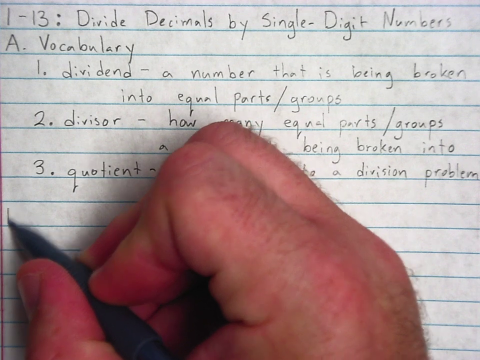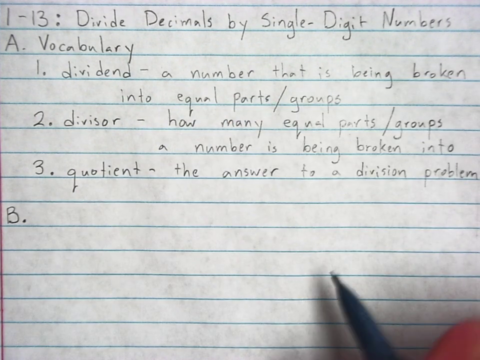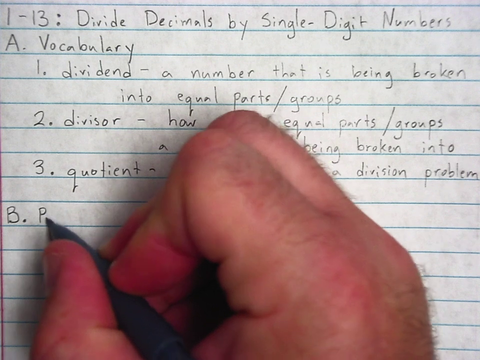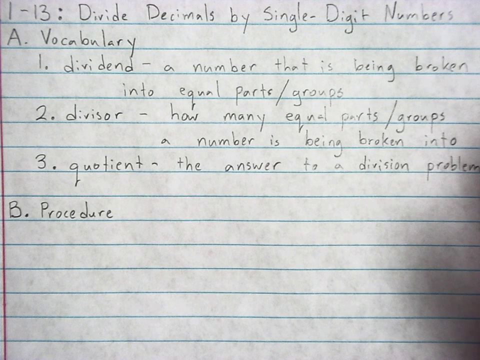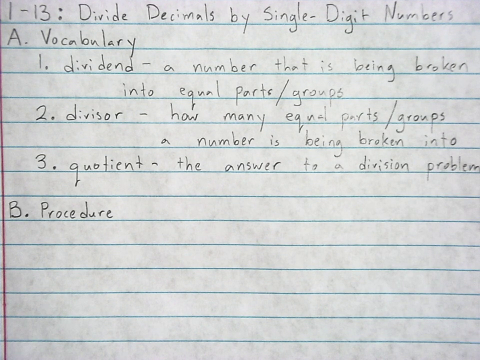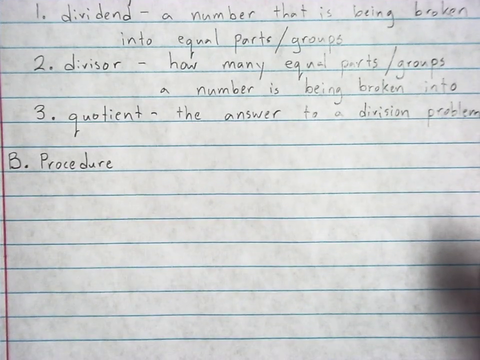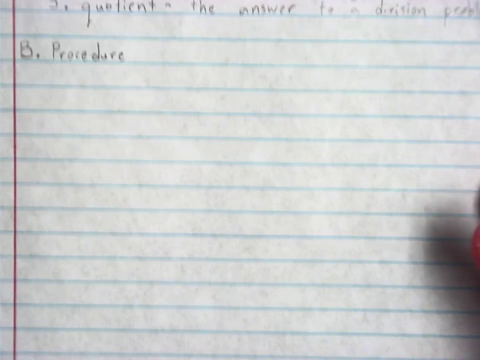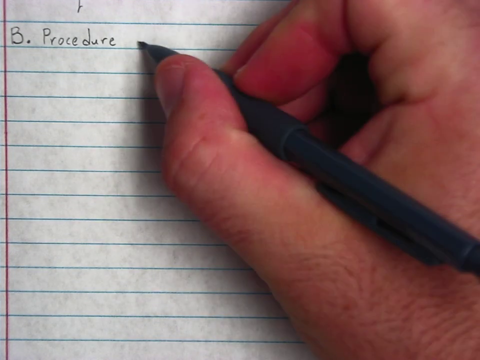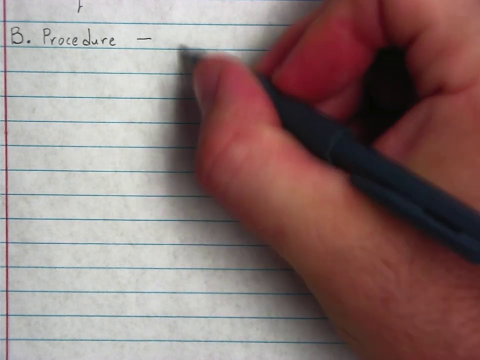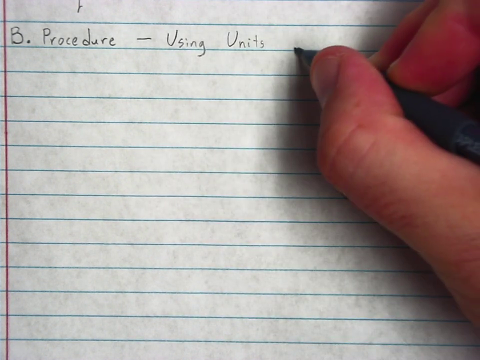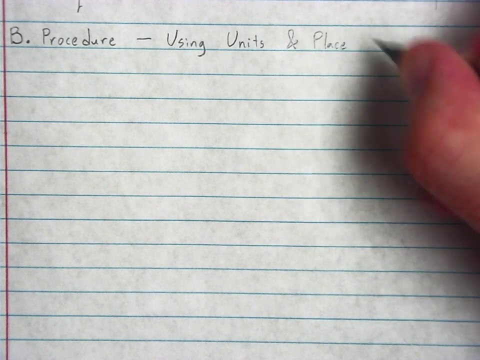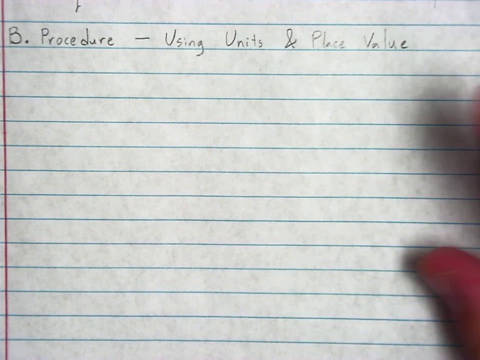Now, as we dive into our procedure for today, I'm going to remind you that this is just one possible way of doing this. A lot of you are going to look at this and say, well, I want to just divide. I want to do it the way that I'm used to doing, and I completely understand that. We will be doing that also. But I want to begin by looking at this particular method, which specifically is using units and place value. Okay, so what does that mean?